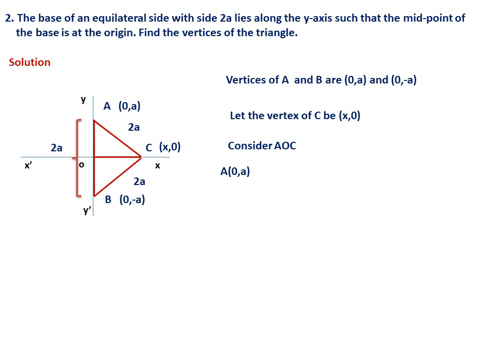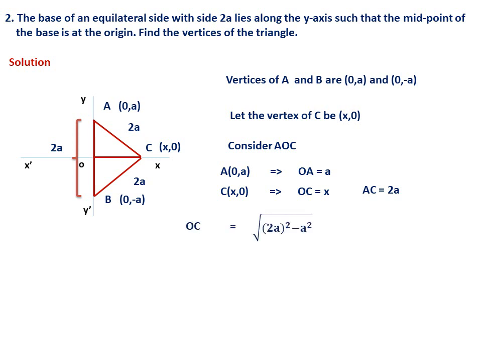Now you look here. A is (0, a). This implies OA length is a, origin to A. And similarly, C is (x, 0) implies OC is x. This we have to calculate actually. Now, AC is 2a. Therefore, in the triangle AOC, one side OA is a, another one is OC, x, which we have to calculate, and another one, AC, has length 2a.